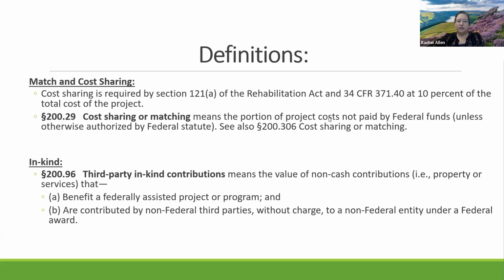And for the in-kind definition, that's in section 200.96. Third-party in-kind contribution means the value of non-cash contributions such as property or services that benefit a federally assisted project or program and are contributed by non-federal third parties without charge to a non-federal entity under a federal award.